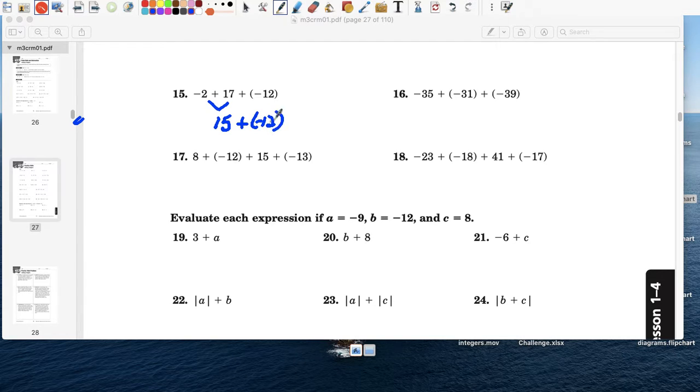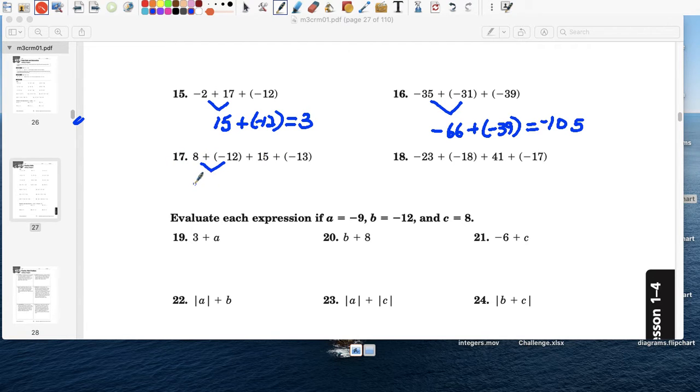¿Quién va a ganar? Los positivos. So 3. This one, they're friends, right? So we get negative 66 plus negative 39. They're both negatives, so the answer is going to be negative. So it's going to be negative 105.